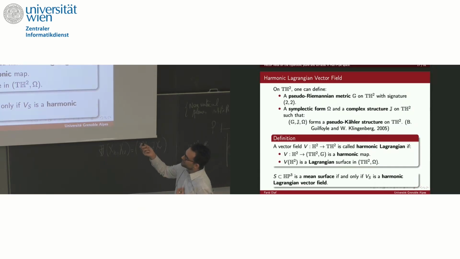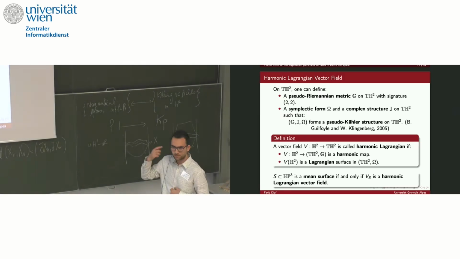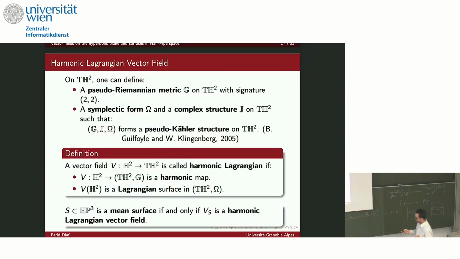And also one more remark is that in the previous slides I talked about H2 cross H2, which is the space of time-like geodesics in anti-de Sitter space. And in fact, TH2 is also the space of time-like geodesics in Minkowski space. So we could think of TH2 like this. And typically, the space of geodesics of some pseudo-Riemannian space form has such a nice structure, pseudo-Kähler.